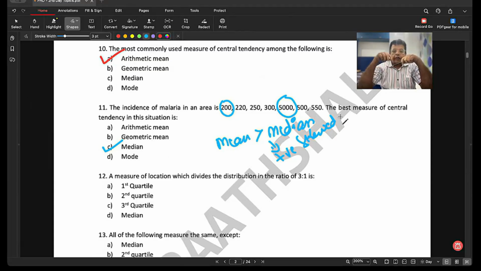So question number 12, a measure of location which divides the distribution in the ratio of 3:1, which I'm sure you already have marked it. Yeah, third quartile is the correct answer. Very good. Okay, third quartile is correct.